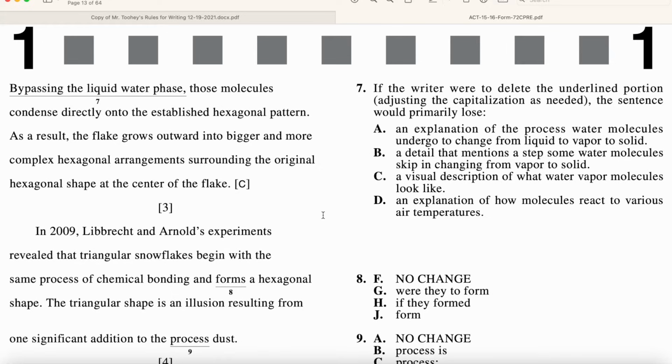Let's try B. Go ahead and read it out loud. "A detail that mentions a step some water molecules skip in changing from vapor to solid." If we delete that underlined portion, would the sentence lose a detail that mentions a step some water molecules skip in changing from vapor to solid?